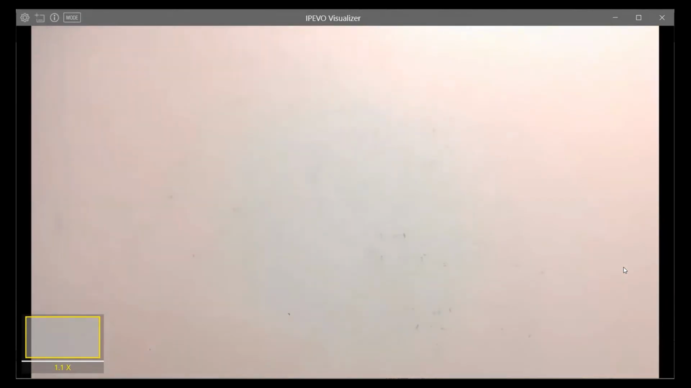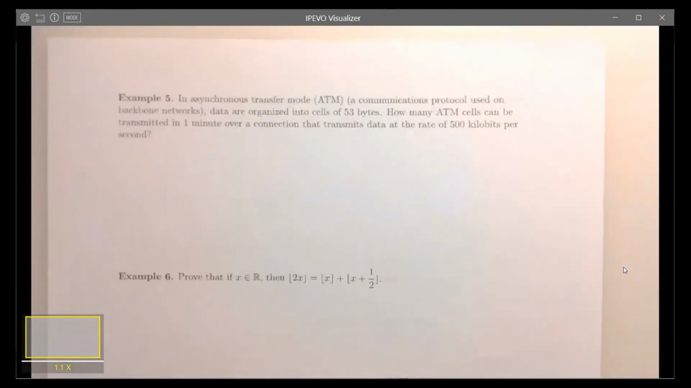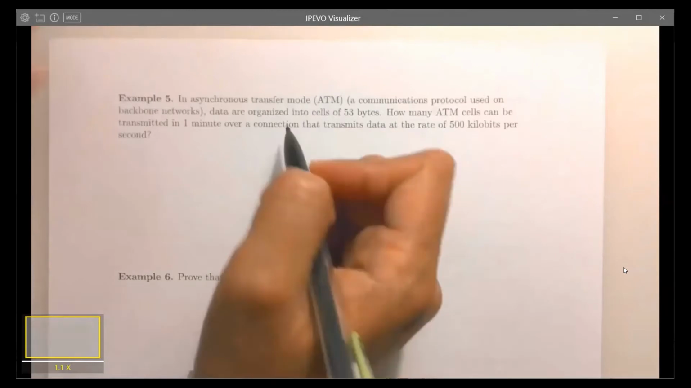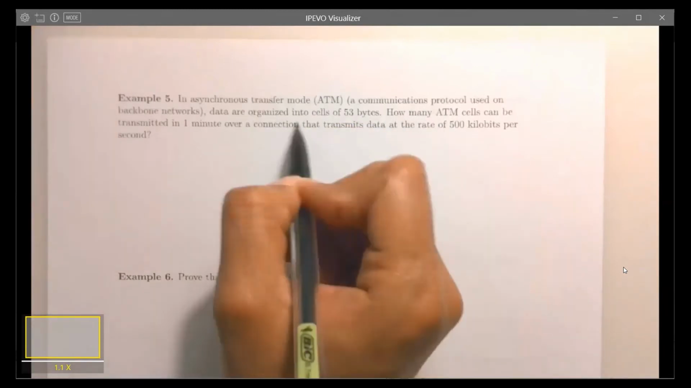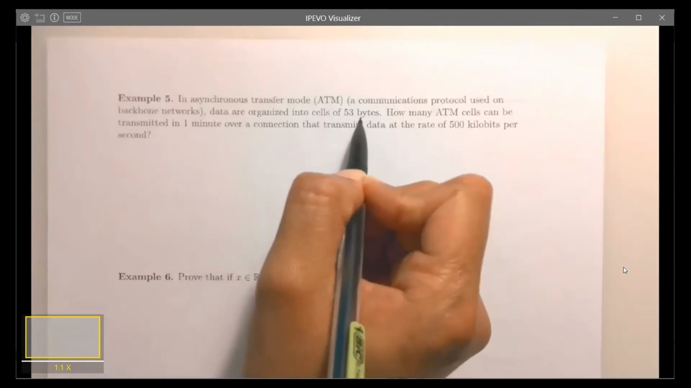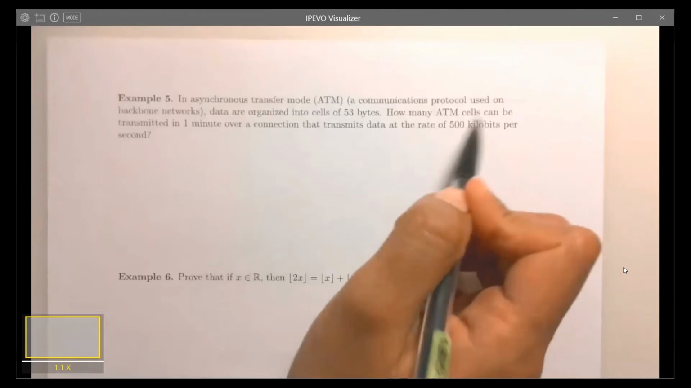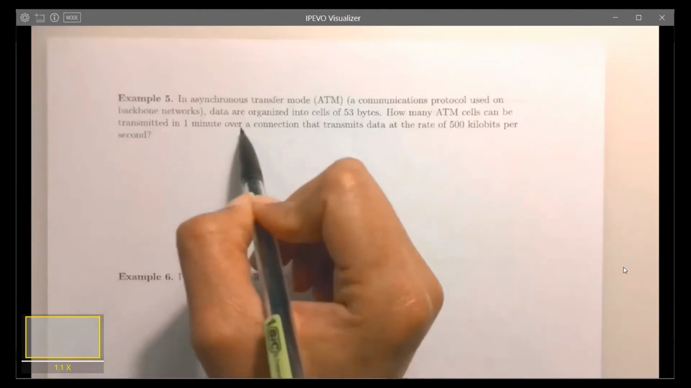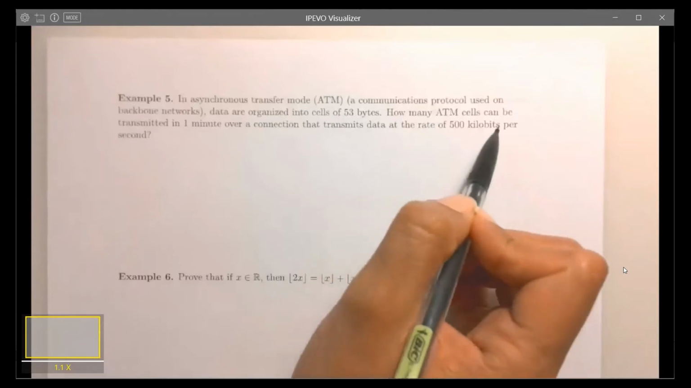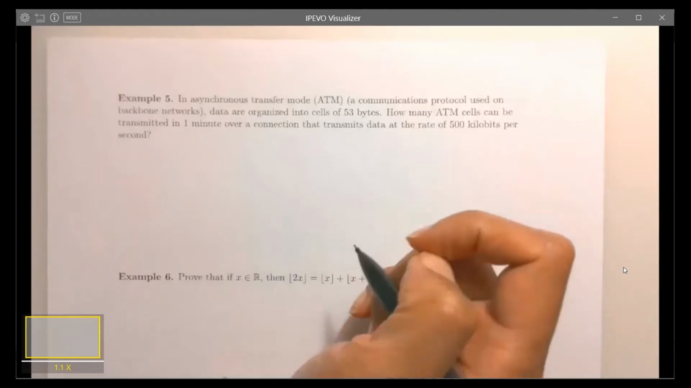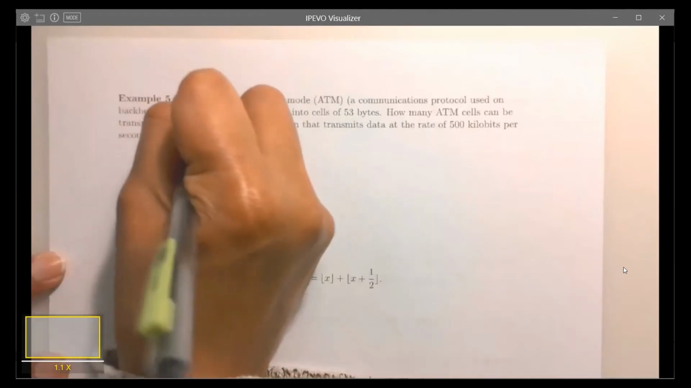Here's another application. In asynchronous transfer mode, data is organized into cells of 53 bytes. And they're asking us how many ATM cells can be transmitted in 1 minute over a connection that transmits the data at a rate of 500 kilobits per second. Yes, again, we're going to try to organize what is given versus what is it that we want.